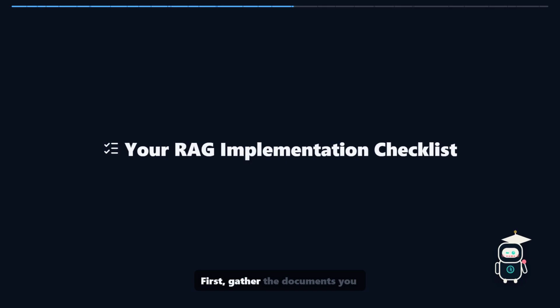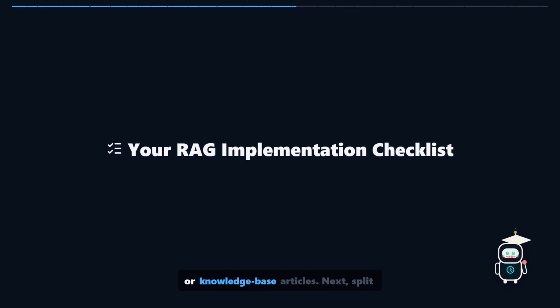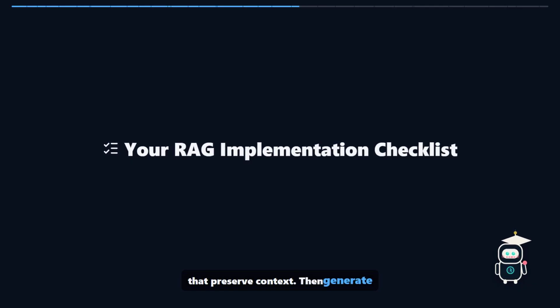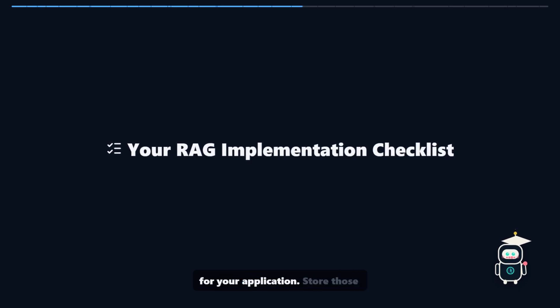Here's a practical roadmap for building your first RAG application. First, gather the documents you want your AI to understand, such as policies, runbooks, manuals, or knowledge base articles. Next, split those documents into meaningful chunks that preserve context. Then generate embeddings using an embedding model that provides the right balance of quality, latency, and cost for your application. Store those embeddings in a vector database so they can be searched efficiently.